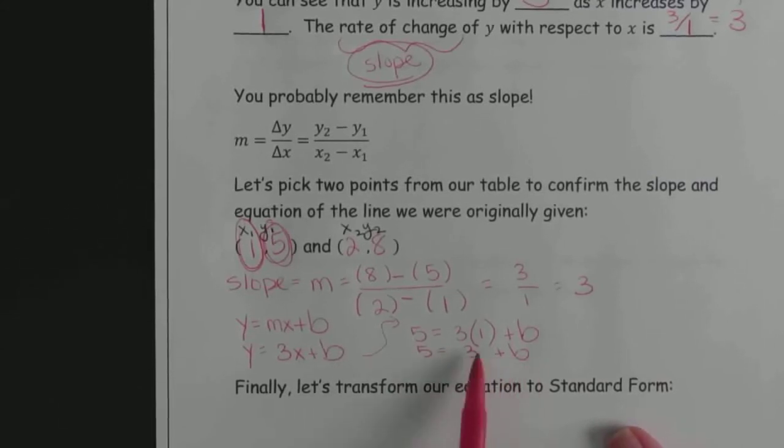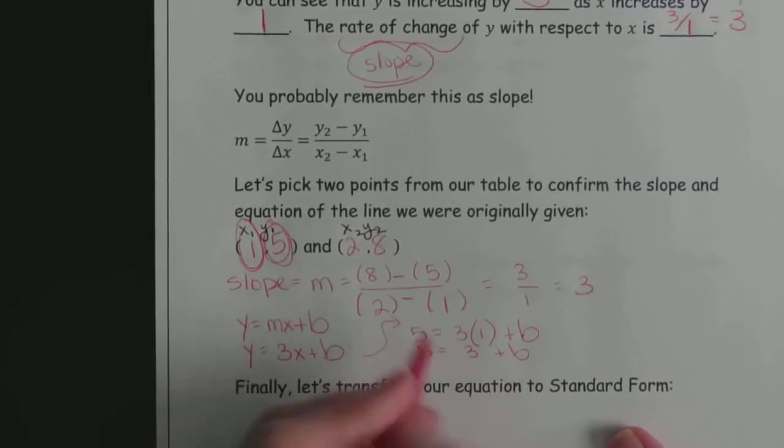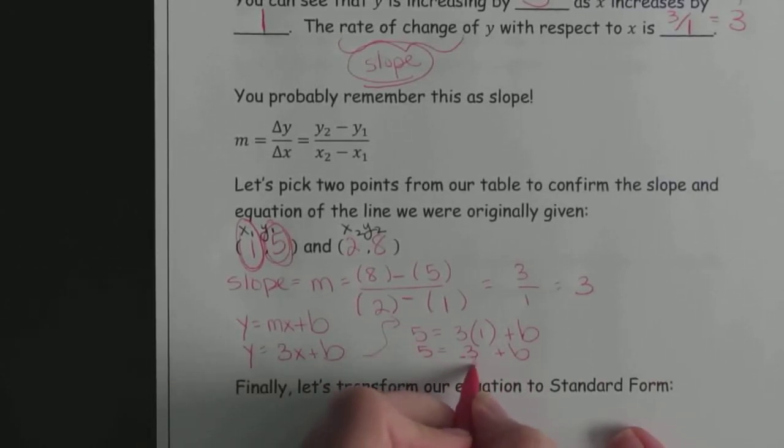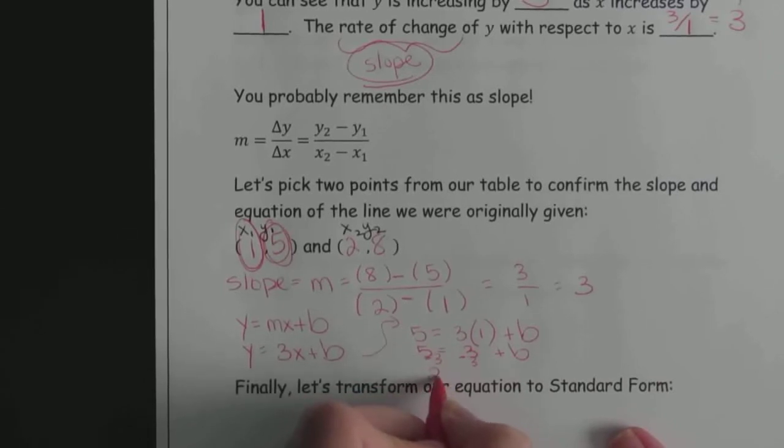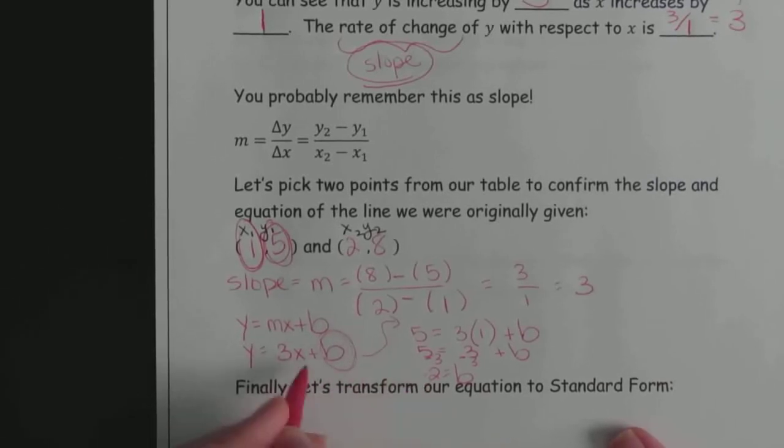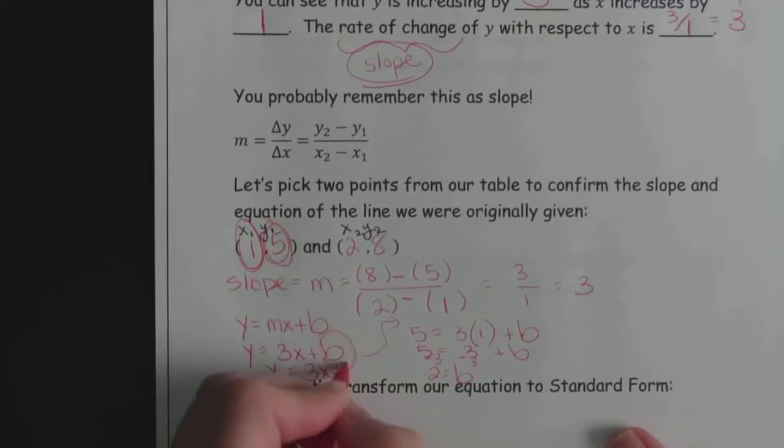Now there are 2 ways to think of this. Do we know what b is just by looking at it? 3 plus what equals 5? I hope you're thinking 3 plus 2 equals 5. Or you could use that good old algebra. You could subtract that 3 from both sides, and you'll see that way also that b is 2. So this b right here is the number 2.